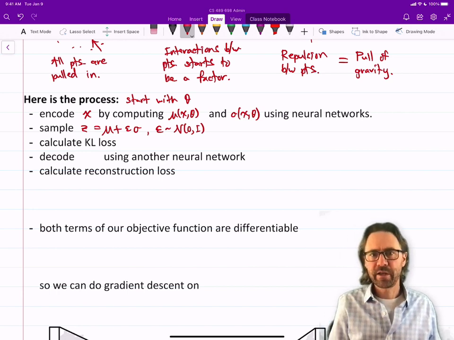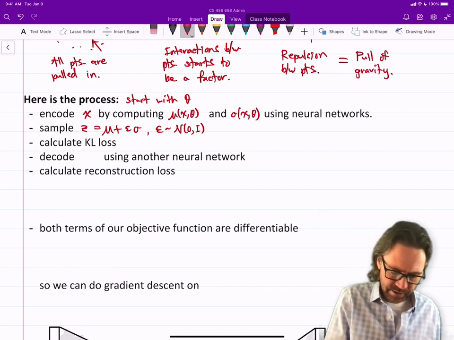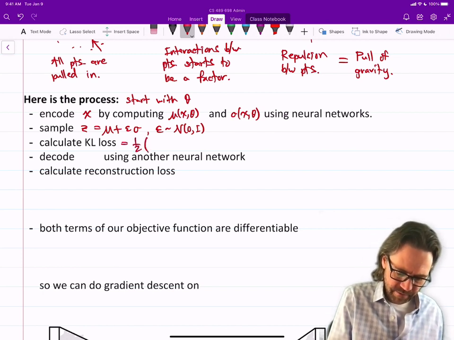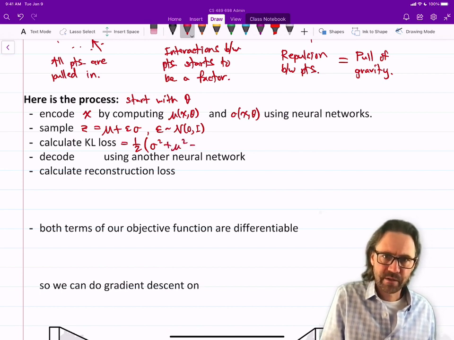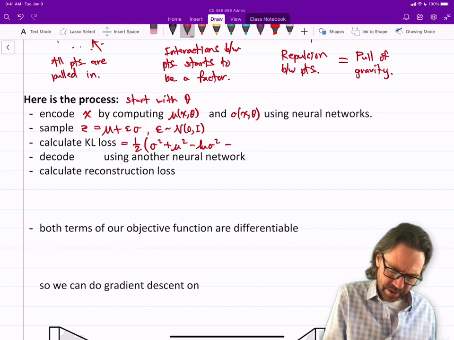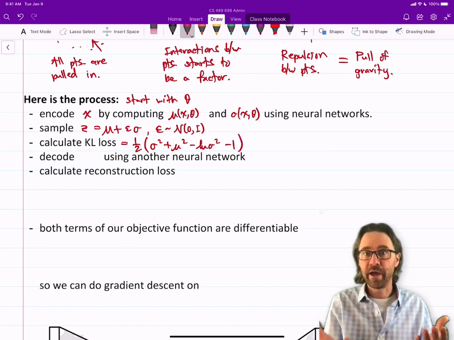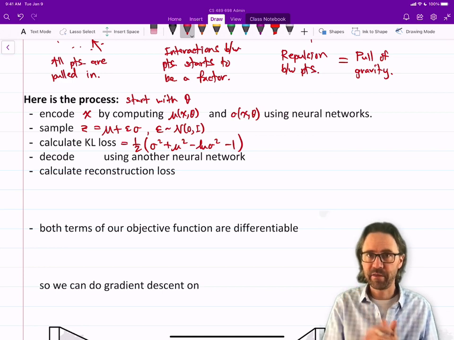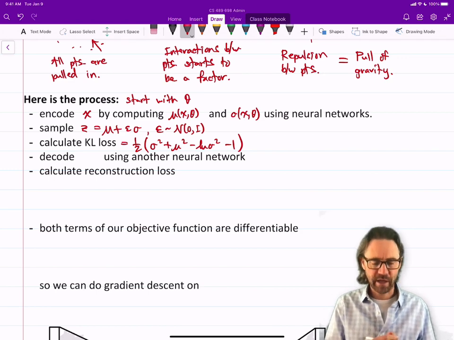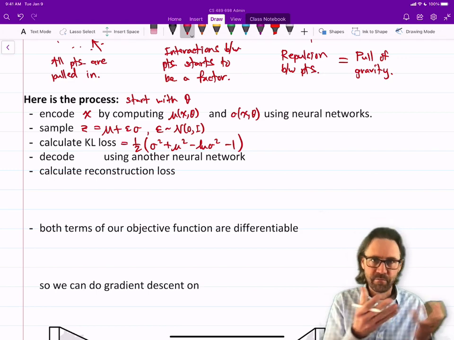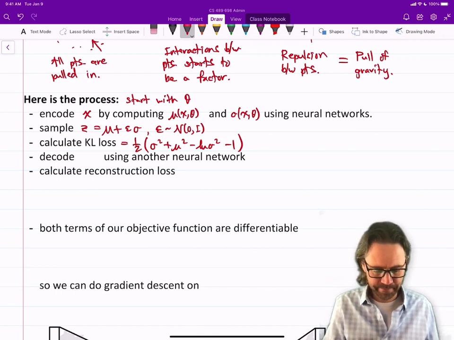Then we calculate the KL divergence loss. We know our mu and we know our sigma, and so it's equal to 1/2 of sigma squared plus mu squared minus ln sigma squared minus 1. That loss is going to be used in our AutoGrad stuff. It's one thing we're going to use in our optimization. When we compute that KL loss, we're going to add it to our objective function and take the gradient.